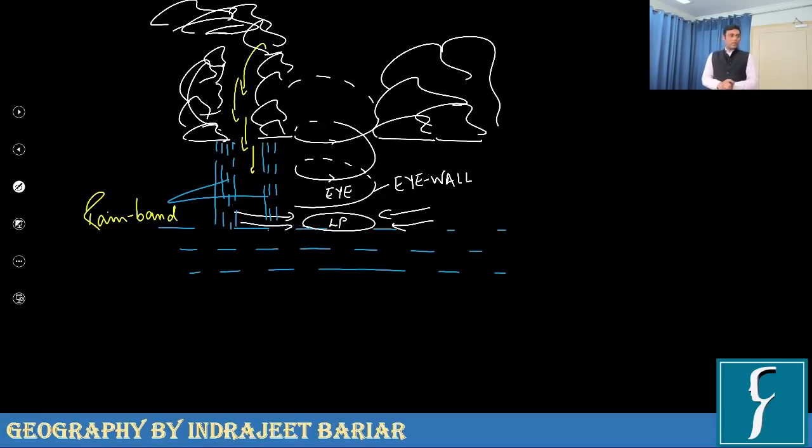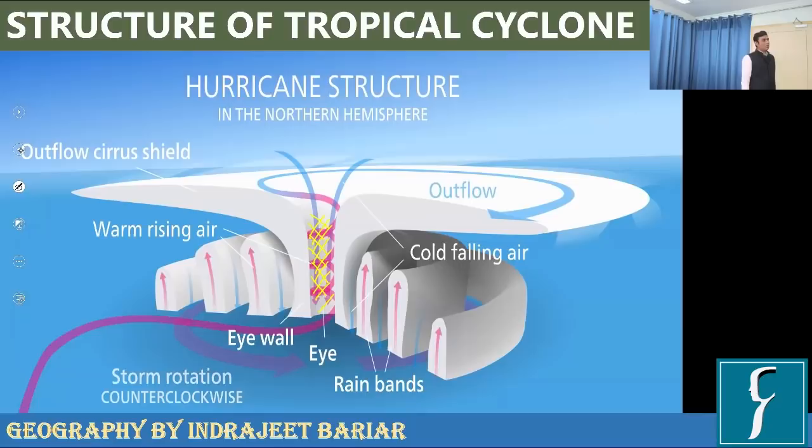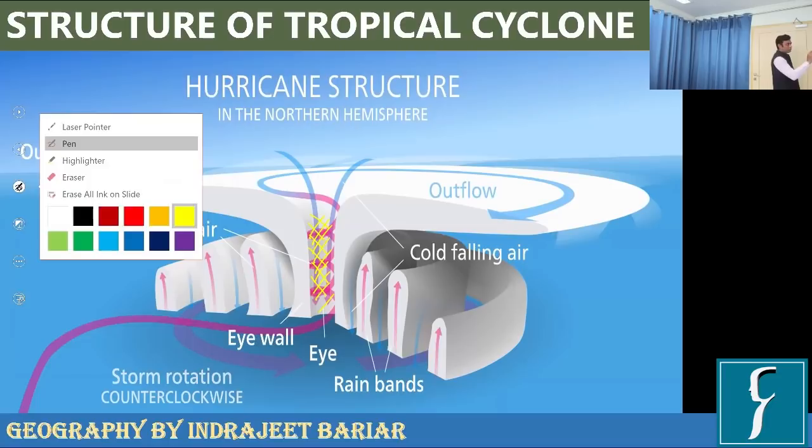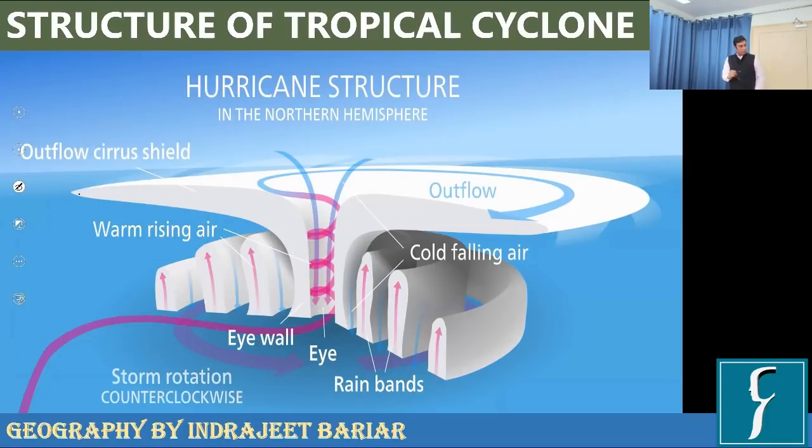So in the structure of a cyclone, what are the different portions that we have? In the structure of the cyclone, we have first the eye, second the eye wall, third the cumulonimbus clouds, and fourth the rain band. These are the parts of the structure, and you can see it very clearly over here, what exactly I have told you. In the center, you have the eye. Then you have the eye wall, where the wind velocity is maximum. Then you can see the rain bands.